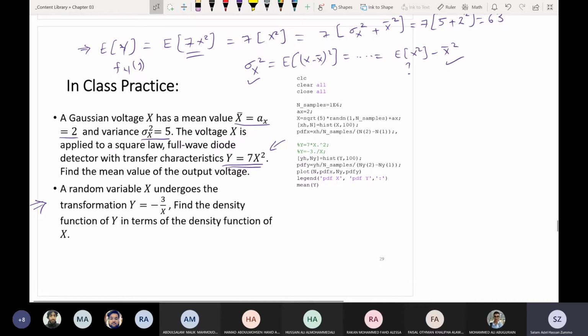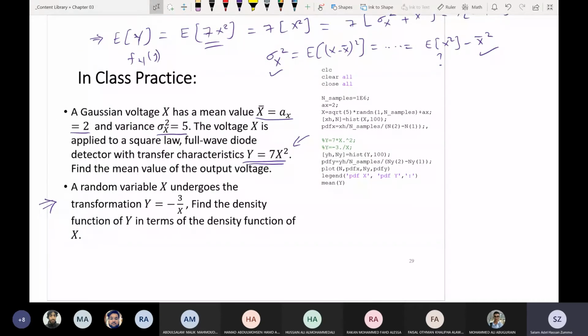So the second example: we have a random variable x that undergoes a transformation defined as y equals minus 3 divided by x. Find the density of y in terms of the density of x. So assuming that we know f_X of x, we want f_Y of y.